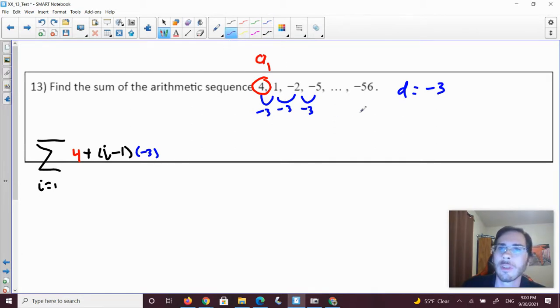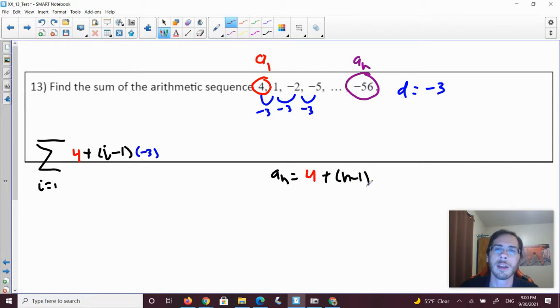We still don't know how many terms are in the sequence. So let's go over here and let's see what we got. We got the last term, which we don't know what term it is, but we do know that's A sub n. So that's okay. We can actually use that. Because remember, our original formula equals A sub n. A sub n equals 4 plus n minus 1 times -3. Remember, that's what our formula is. But now we know A sub n. We know A sub n is -56 because A sub n is going to be the last term in this case. We're going to find out what n is.